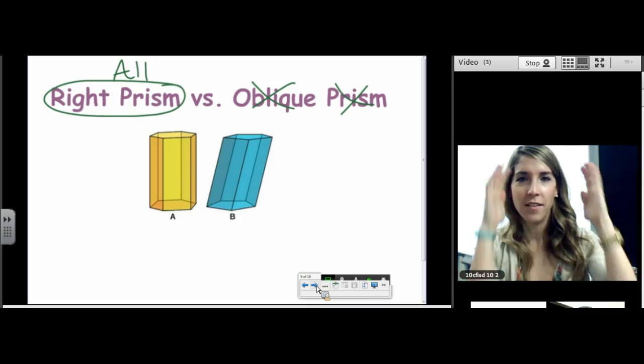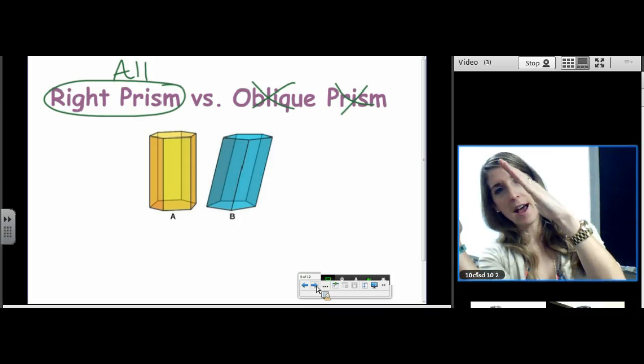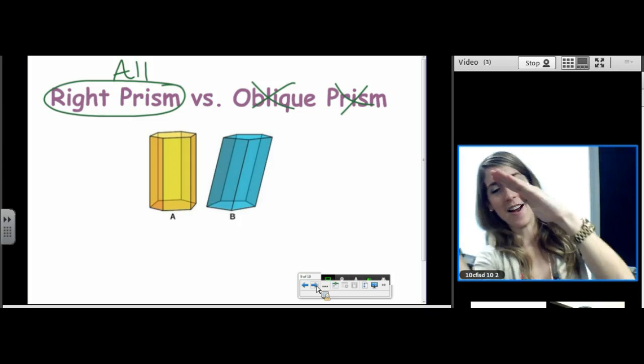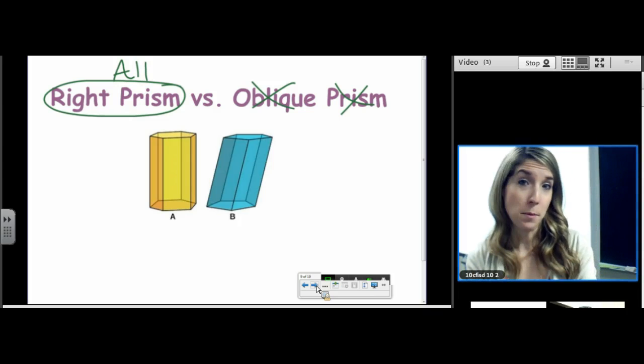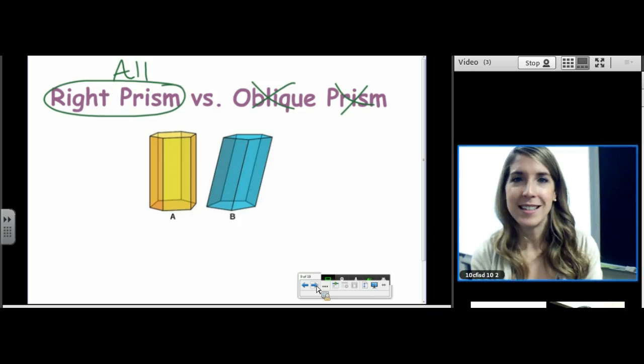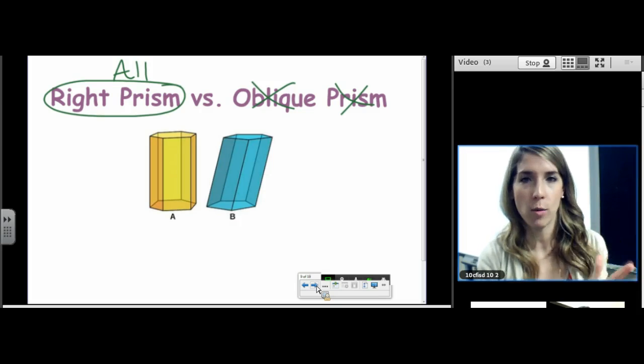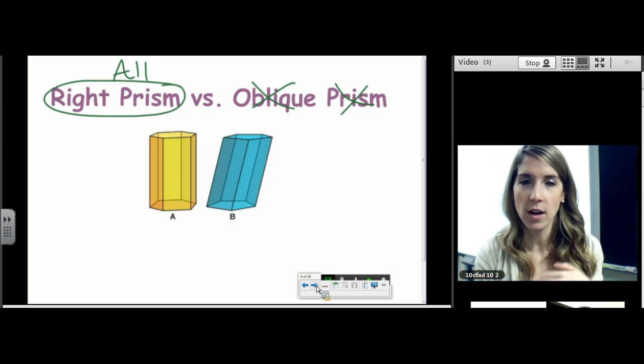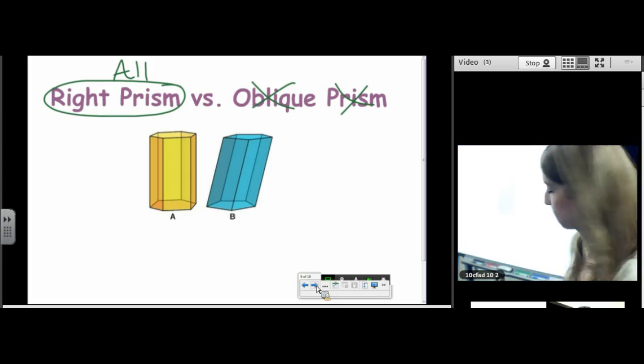It's like a regular building versus the Leaning Tower of Pisa. All of our prisms are going to be right. So if you see the word right, you don't have to do anything about it because they're all right. None of our figures are going to be leaning over, so none of them are going to be oblique.